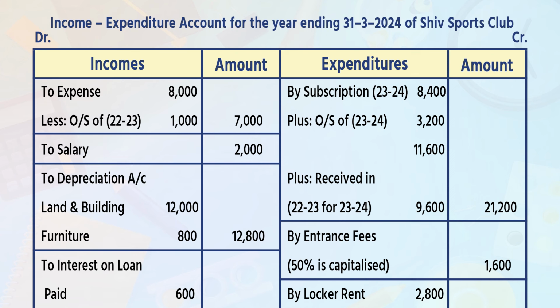Now come to the income side. First in that is expenses. Rupees 8,000 in inner column. Less outstanding 22-23 rupees 1,000, and to the outer column rupees 7,000. To salary rupees 2,000. Depreciation account, in that land and building 12,000 in the inner column, furniture 800 again in the inner column, and the total of both, that is 12,800 to the outer column.